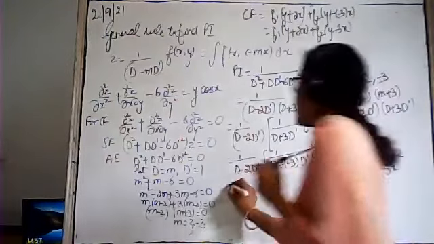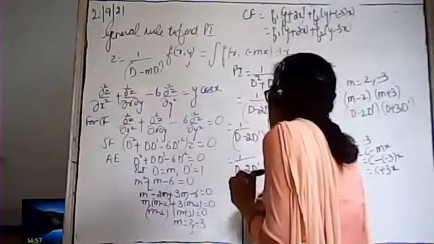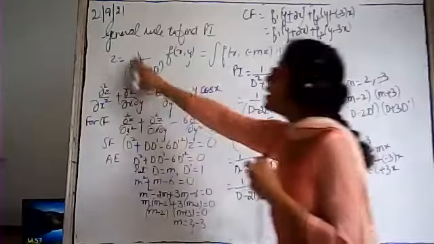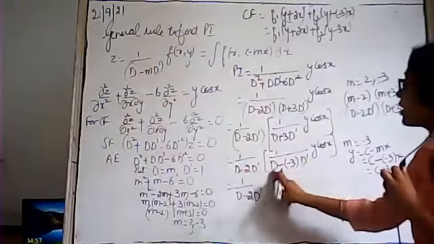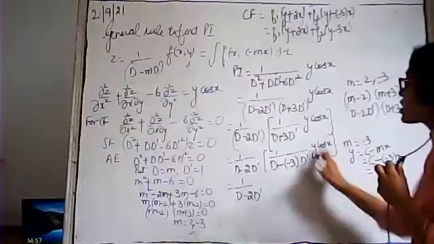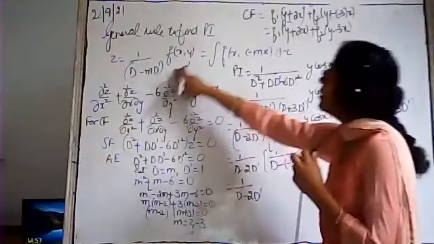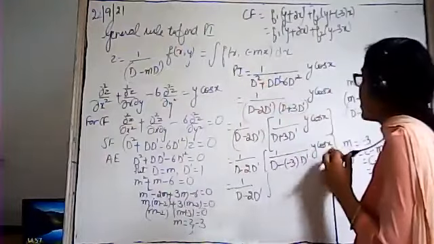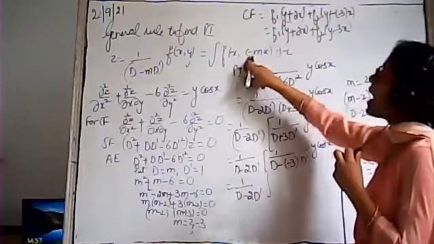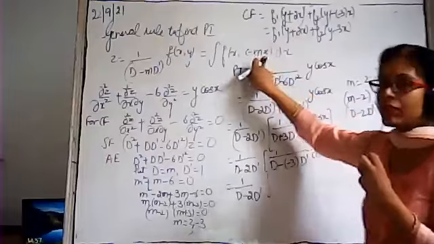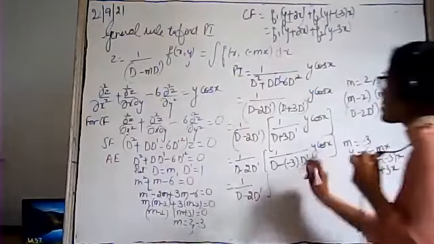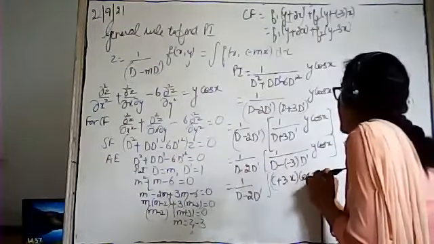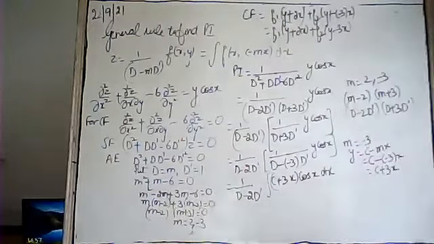ठीक है, तो अब क्या करेंगे? This will be d minus 2d dash as it is. This is the whole term, 1 upon d minus m d dash, into some function of x and y. क्या लिखा? You have to integrate the function. Function क्या है? y cos x. But इस function में we have to replace y with c minus mx, and the value of y is c plus 3x. The cos x will remain as it is, and we have to integrate this function only.